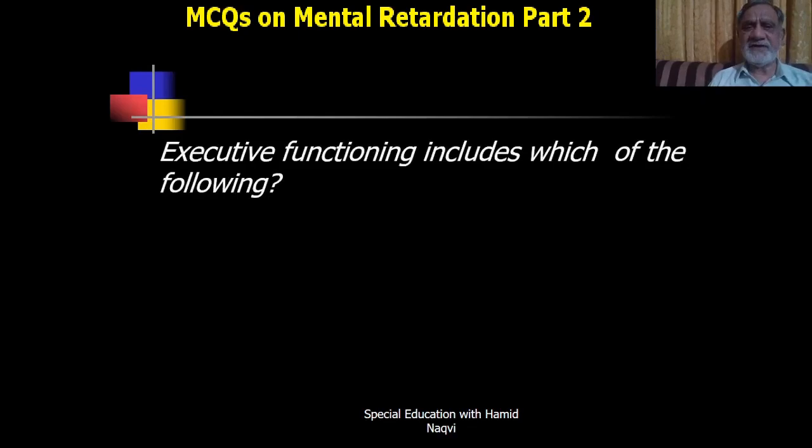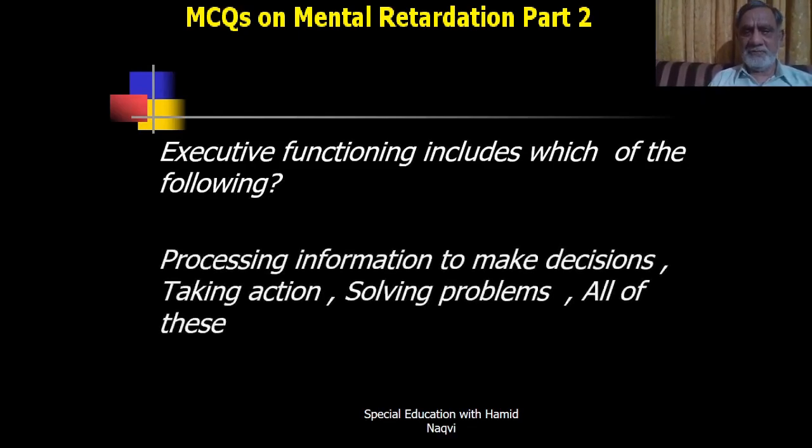Next question is, executive functioning includes which of the following? Processing information to make decisions, taking actions, solving problems, or all of these? Correct answer is all of these.